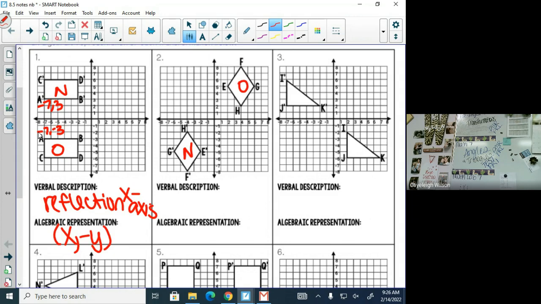Does anybody have any ideas, maybe? All right, Trevor? Rotation, 180 degree clockwise. Okay, so you're right. Let's get to the part where it said it's a 180 degree rotation. It is a 180 degree rotation, clockwise or counterclockwise.